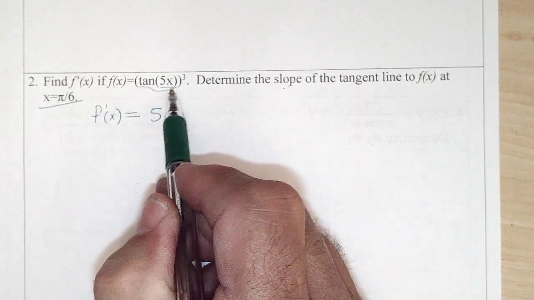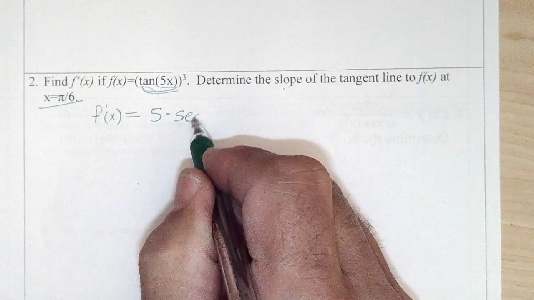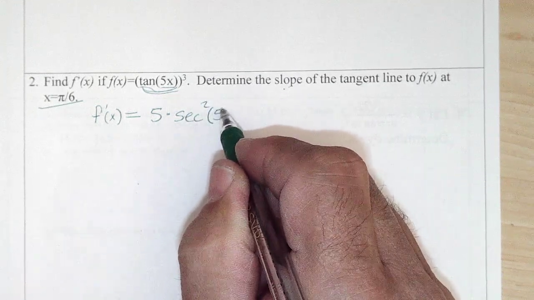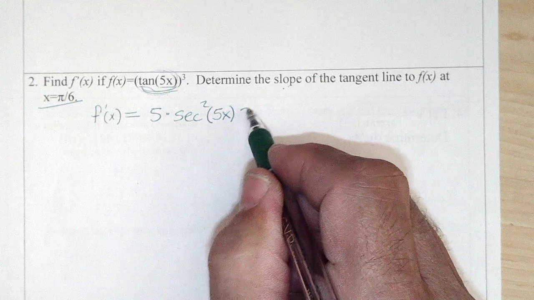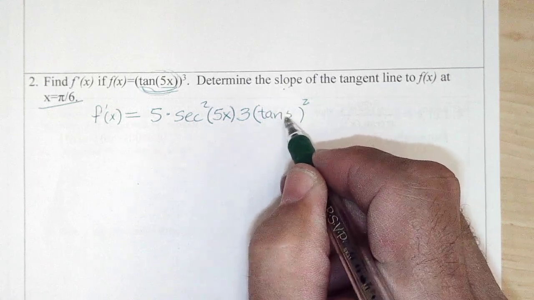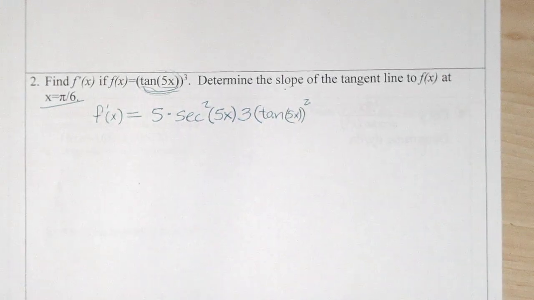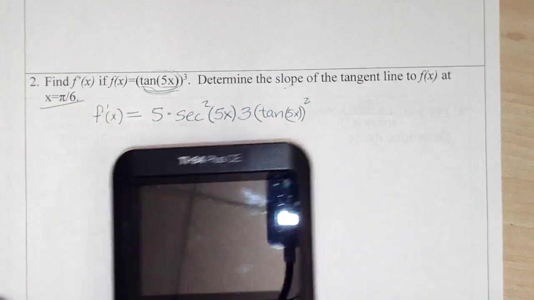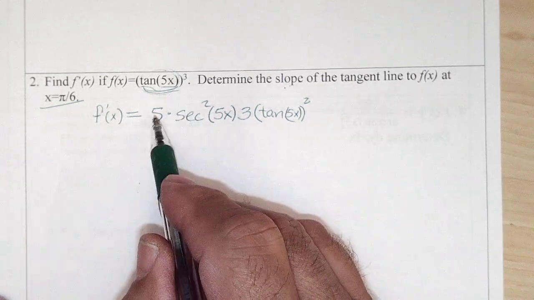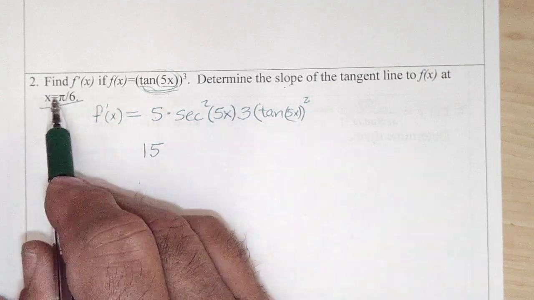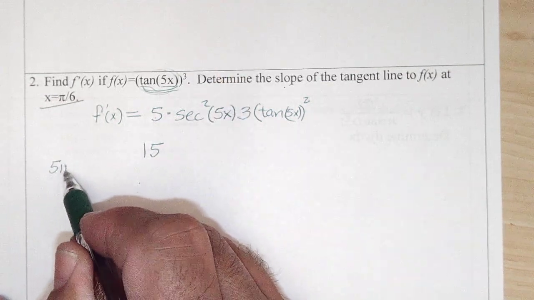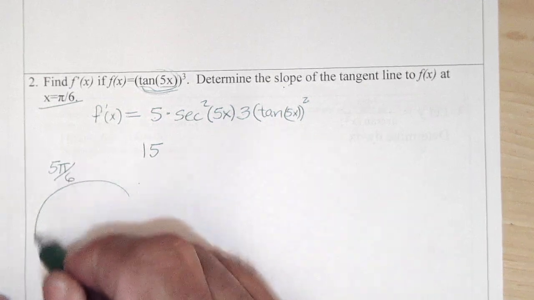The derivative of tangent is secant squared of whatever the tangent was of. And the derivative of something to the third is 3 times the something squared. And what was in there was the tangent of 5x. So that's the derivative. Now we have to evaluate that at pi over 6. So we got a 5 and a 3, that's 15. And 5 times pi over 6 is 5 pi over 6 on the unit circle.